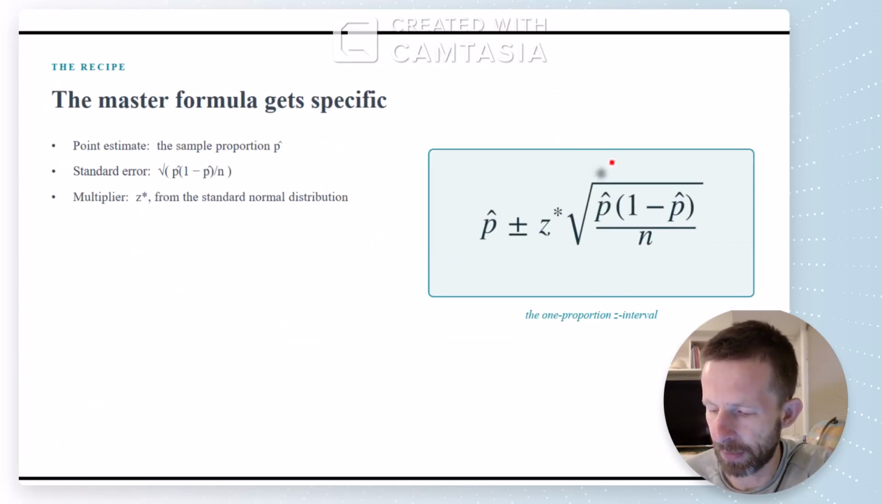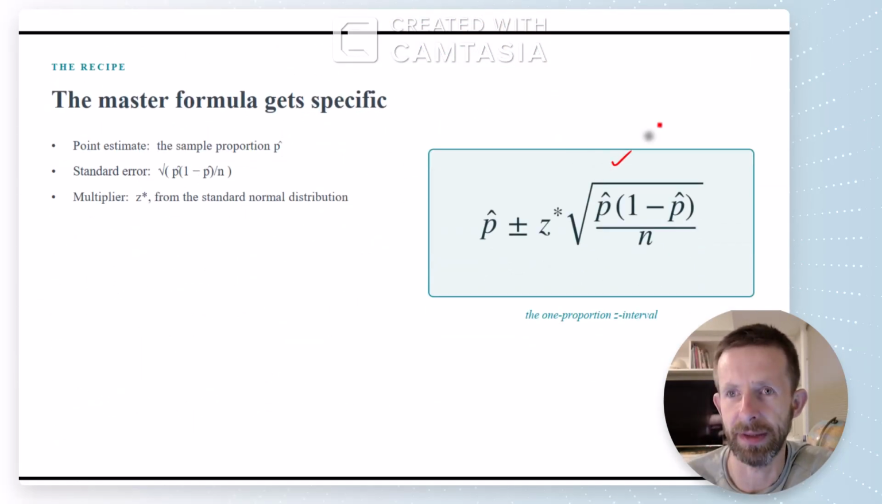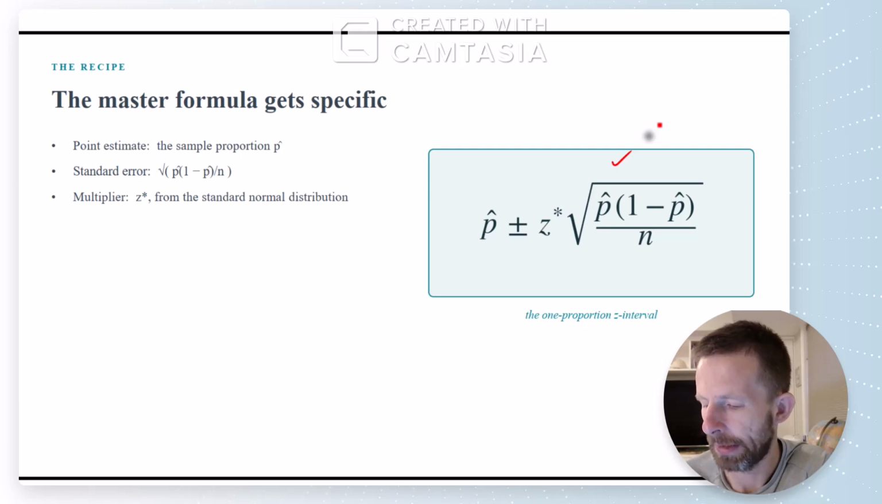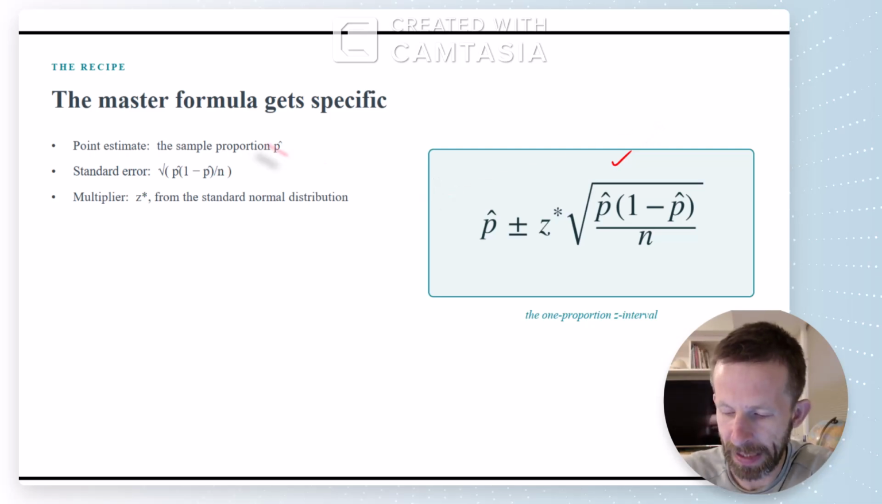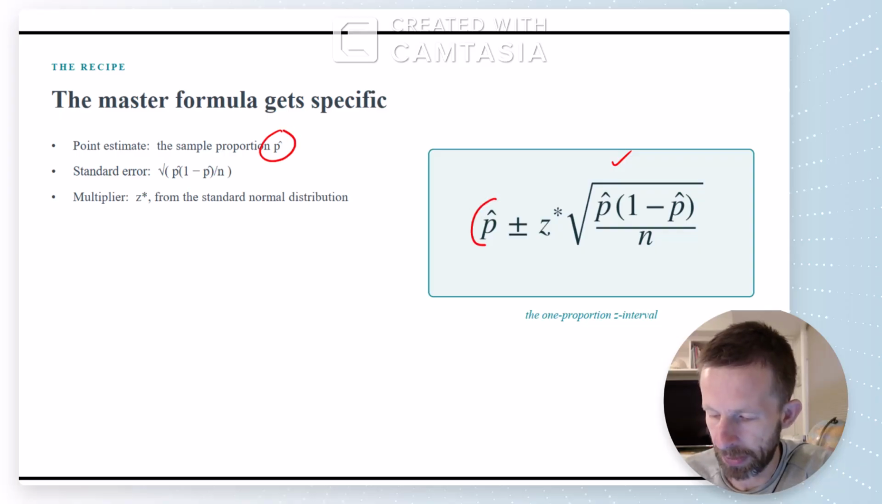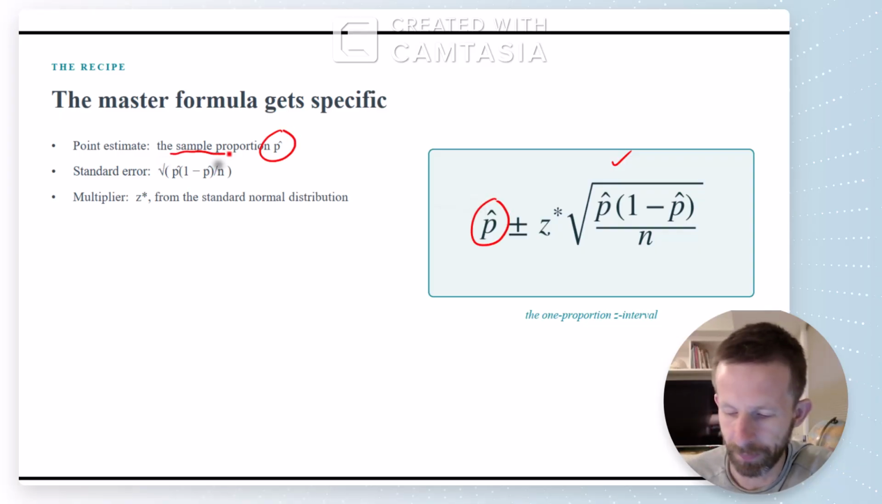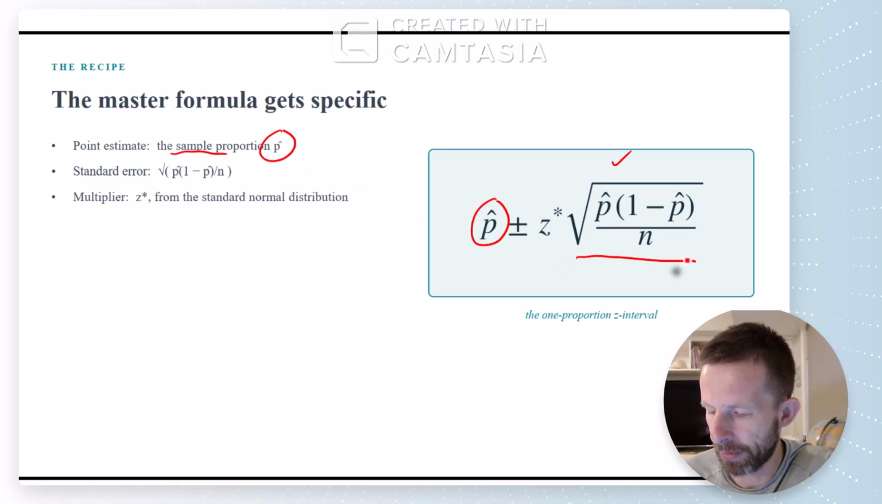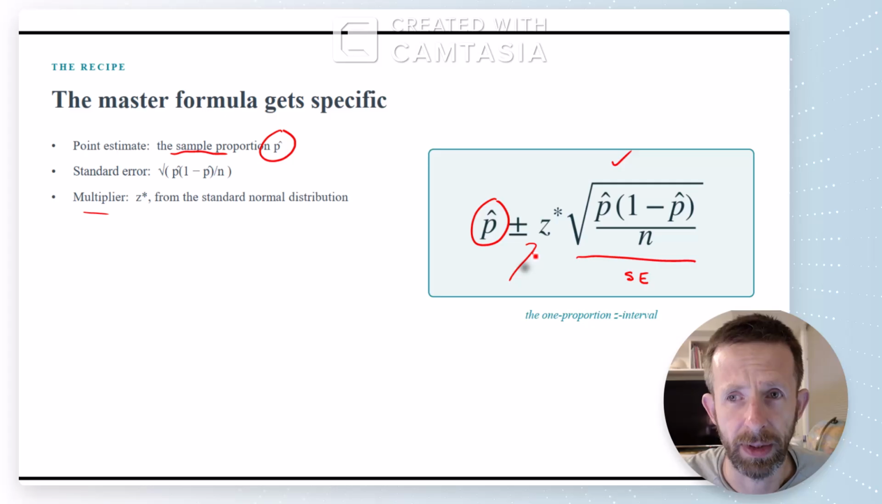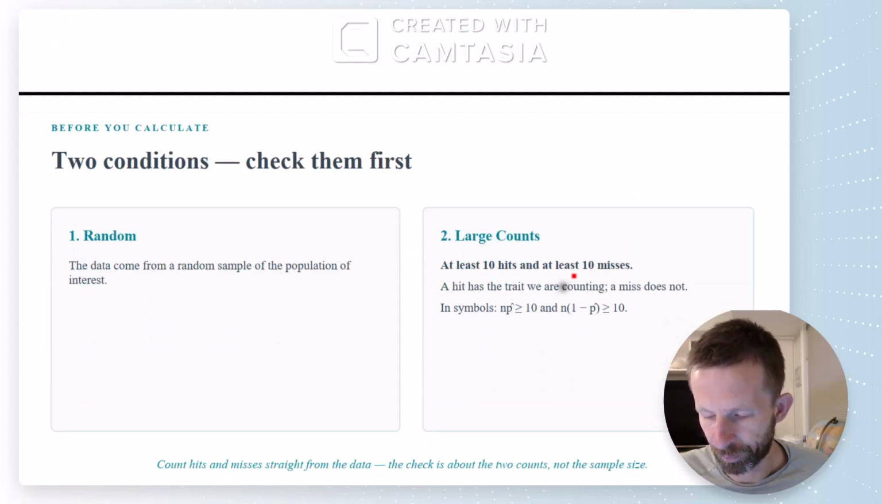All right, so here is the formula we're going to be using: p hat plus or minus z star times the square root of p hat times 1 minus p hat over n. P hat right here is our sample proportion. Our standard error is right here, and our multiplier we're going to construct depending on the confidence level.